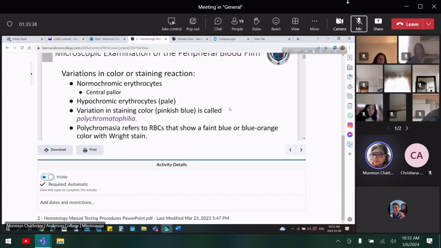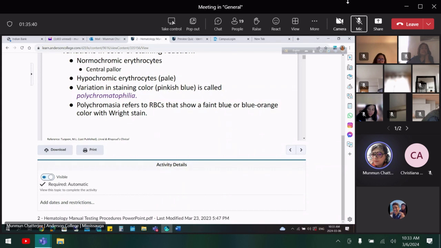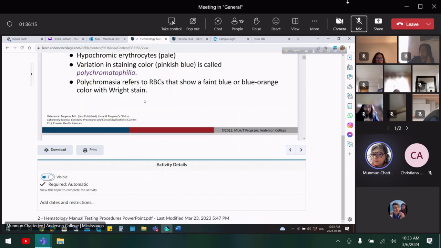Okay. Staining reaction. Hypochromatic is less color. Hyperchromatic is high color. Variation in the staining color, when it is pinkish blue, is called polychromatophilia, or polychromasia. It refers to the RBCs that are a faint blue or blue orange color with the Wright stain. Polychromasia gives you the cytoplasm a faint blue and blue orange color with the right stain.